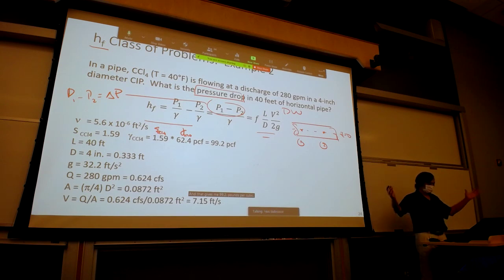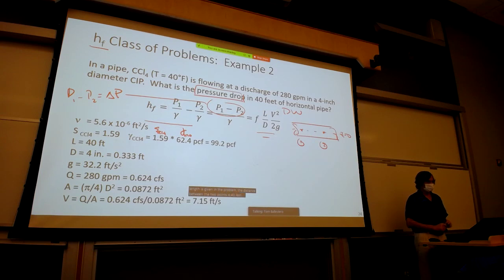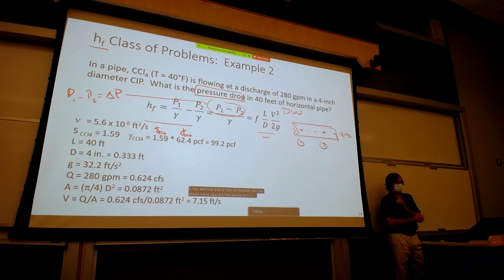The length is given in the problem. The distance between the 2 points is 40 feet. The pipe diameter is 4 inches, which is 0.333 feet. Acceleration due to gravity, BG system. Discharge is 280 gallons per minute, which is 0.624 cubic feet per second. Cross-sectional area, pi over 4 d squared, and that allows me to calculate the velocity of 7.15 feet per second.